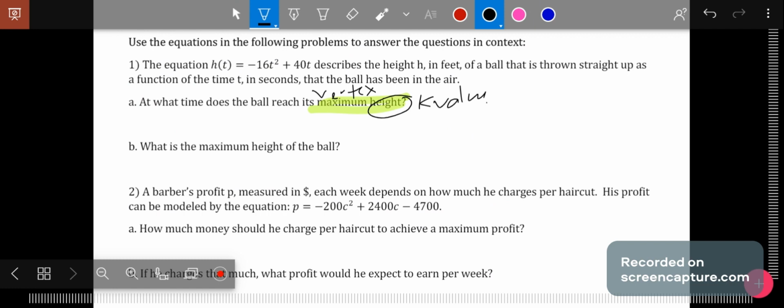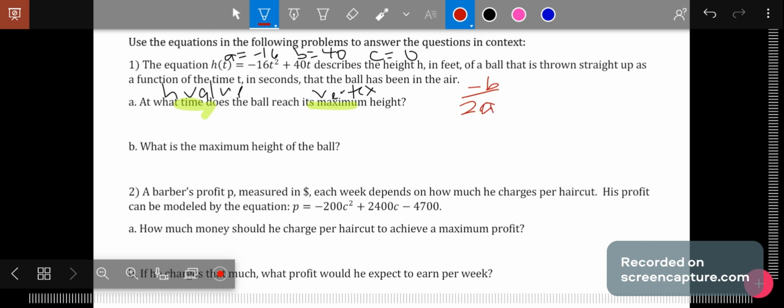Nope, it does not say that. It says to find the time that it gets there, which means I am finding the h value of the vertex. Which means I can type this into Desmos and find the answer, or you can list out your A, B, and C values. So if A is negative 16, B is equal to 40, C is going to be equal to 0 here. We use negative B over 2A as our formula. So negative times 40 divided by 2 times negative 16.